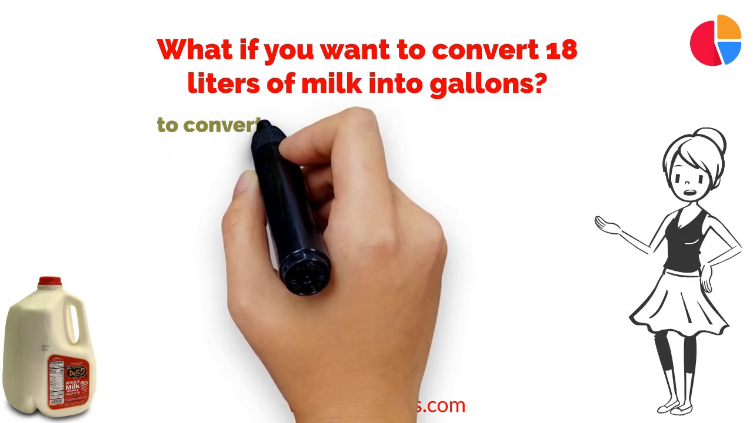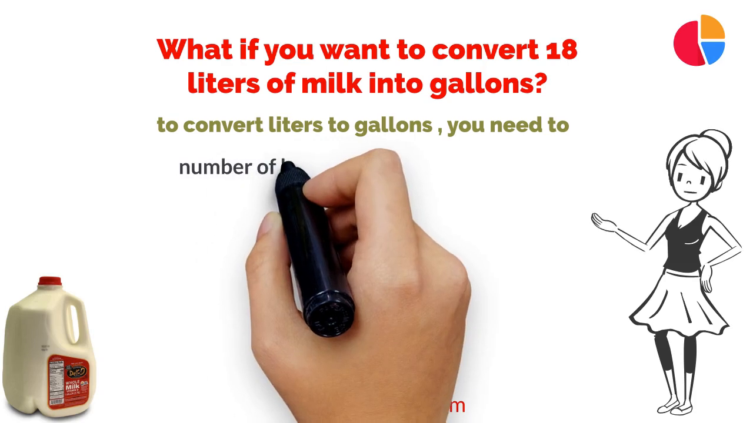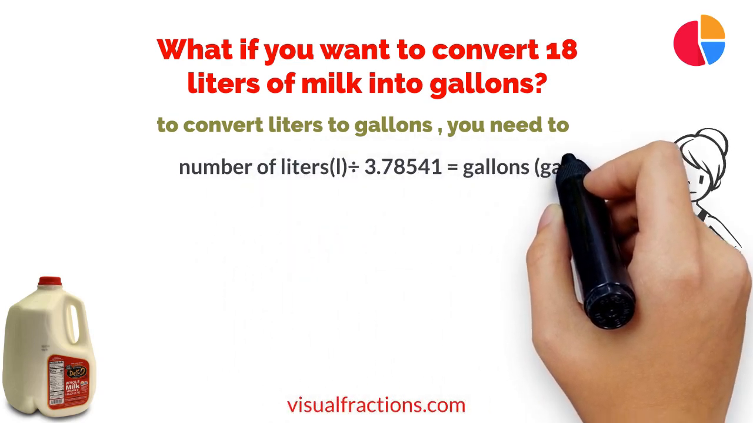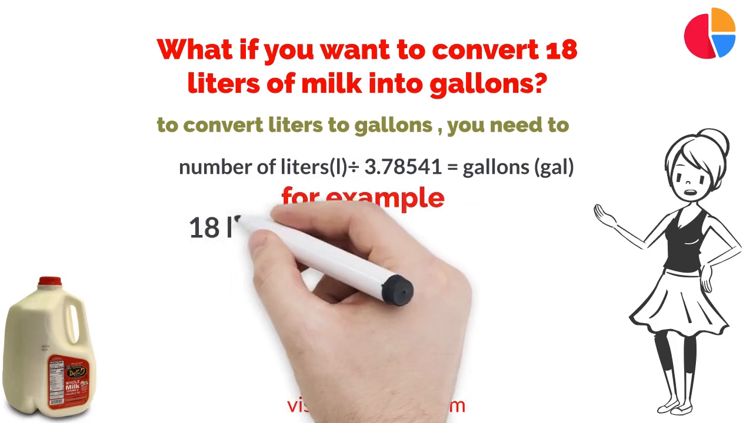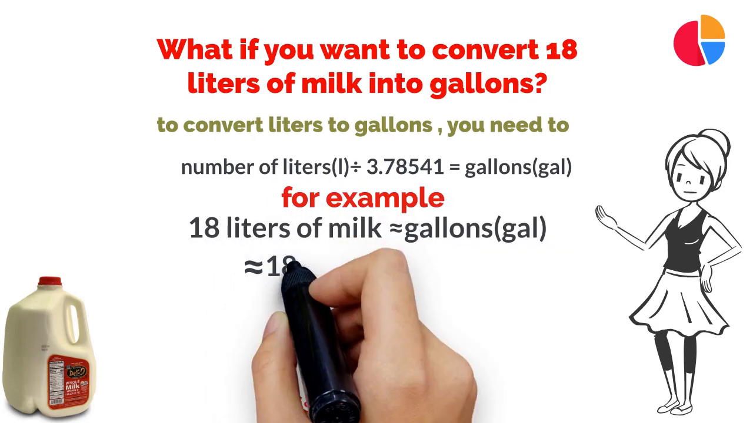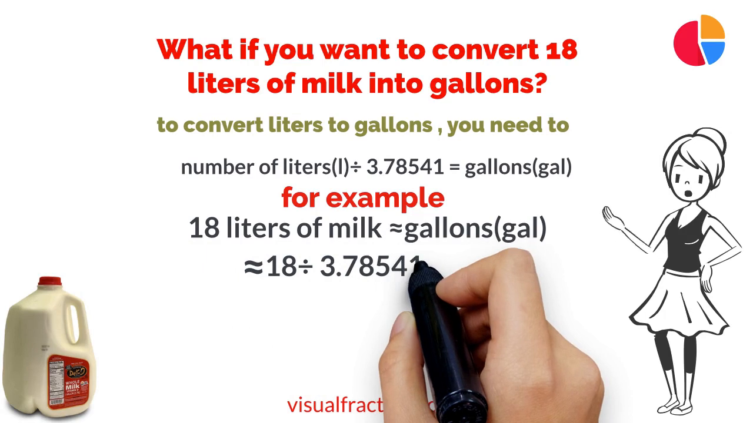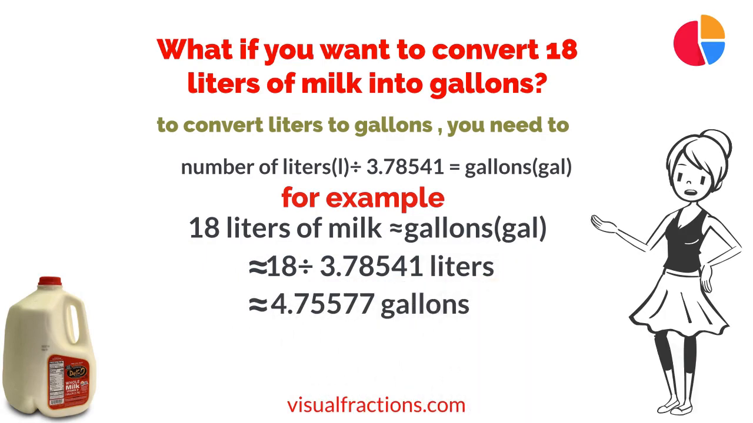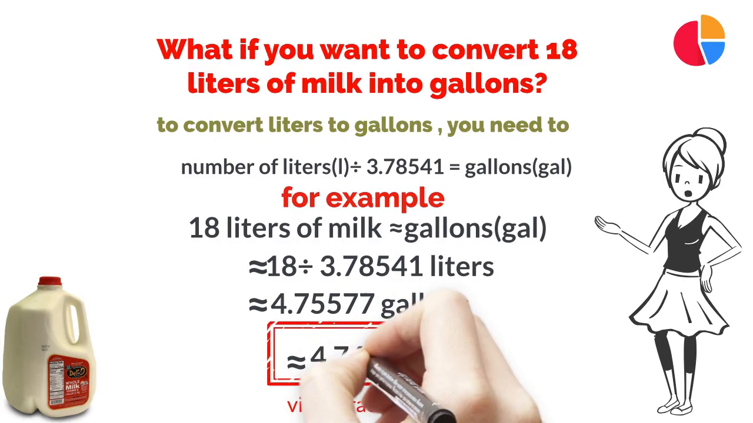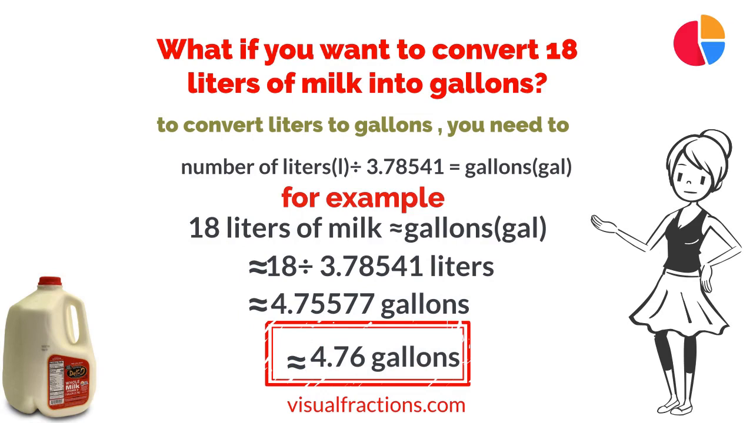But what if you want to convert 18 liters of milk into gallons? Easy. To convert liters to gallons, divide the number of liters by the conversion factor of 3.78541. Suppose you have 18 liters of milk. Dividing by 3.78541 gives approximately 4.755577 gallons. Remember to round to the nearest hundredth, so your final answer is approximately 4.76 gallons.